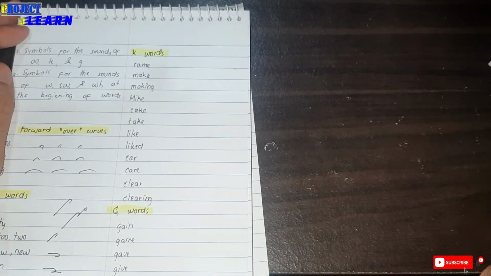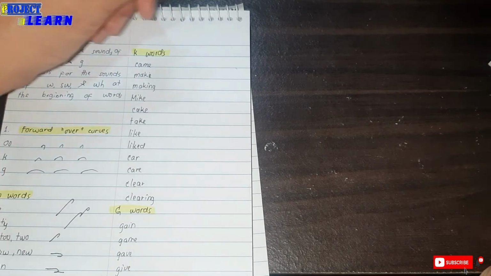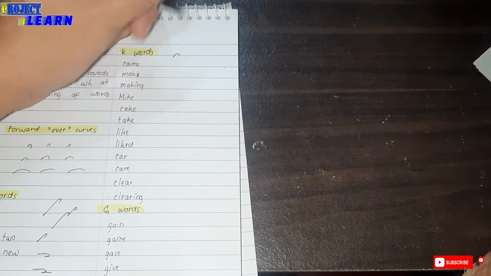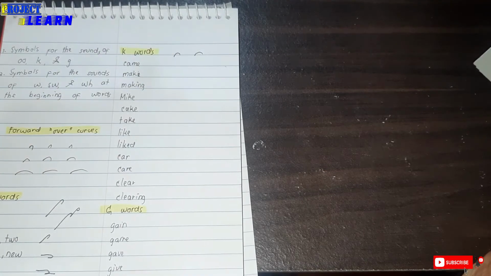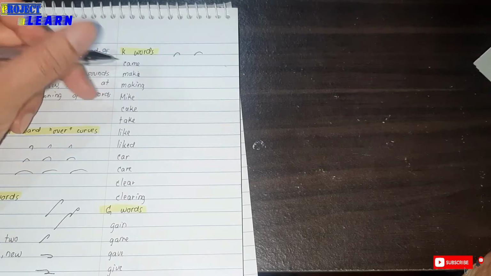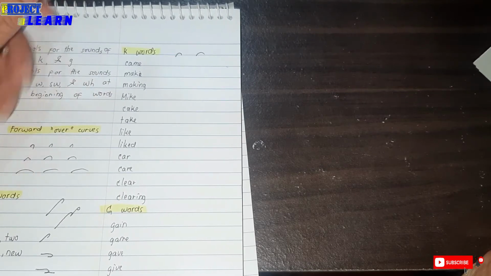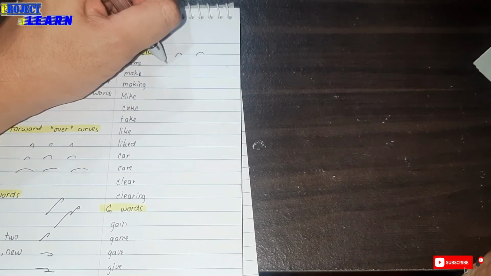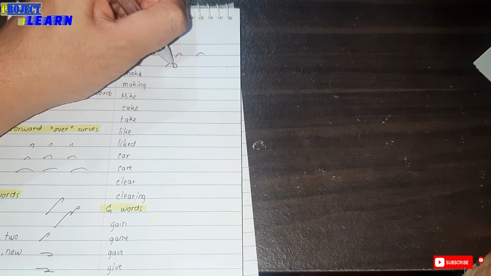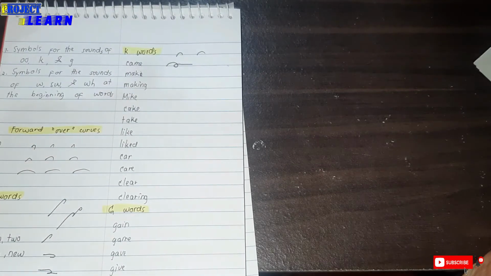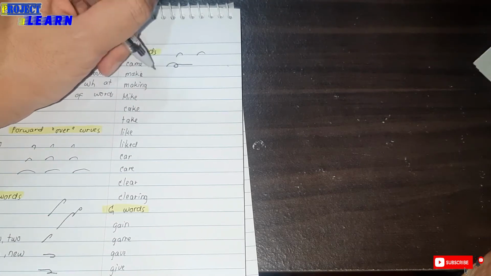Again, the shorthand symbol for K is this. So let's have the first word, came. Spelling K-A-M, came. So we have K-A-M. Next, we have make. M-A-K, make. So we have M-A-K.